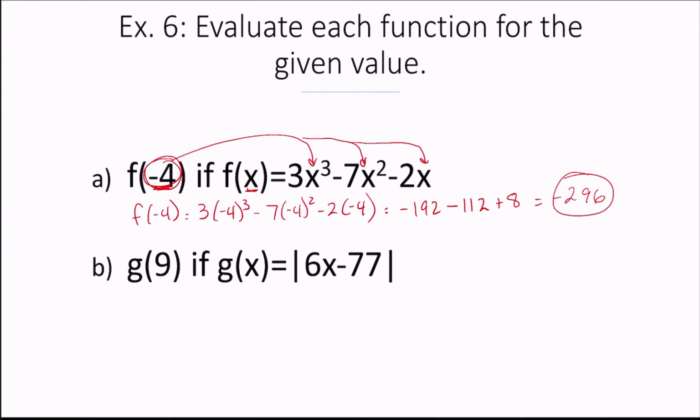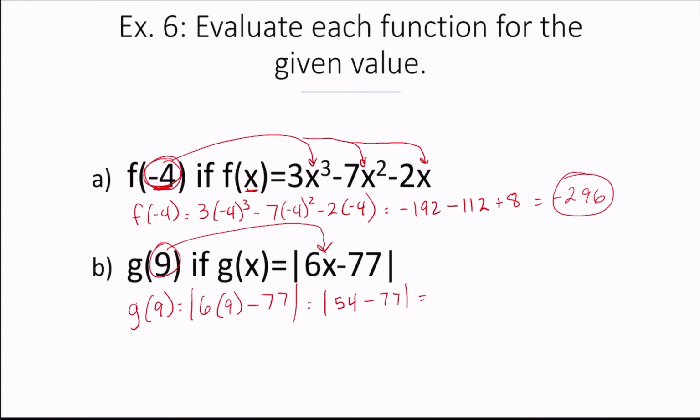Similarly, g of 9, if g of x equals the absolute value of 6x minus 77, we're going to take the 9 and we're going to plug that in for x. So g of 9 is going to be the absolute value of 6 times 9 minus 77. 6 times 9 is 54, minus 77 is negative 23. And when you take the absolute value of that, that is positive 23.